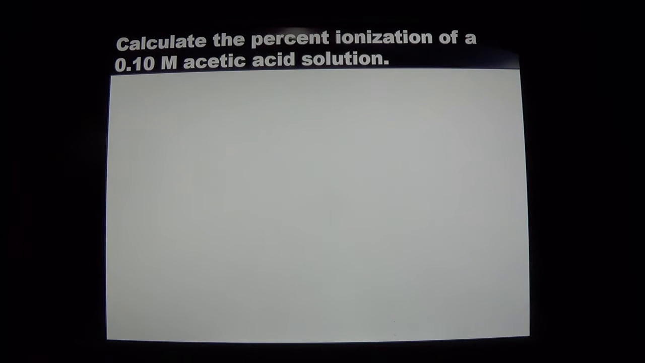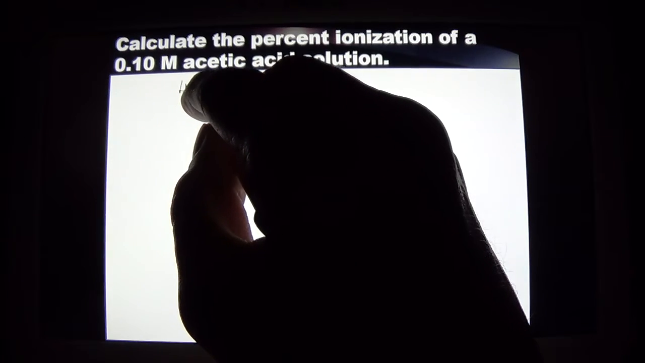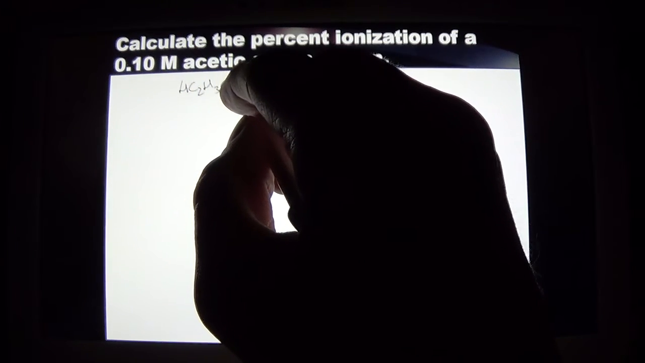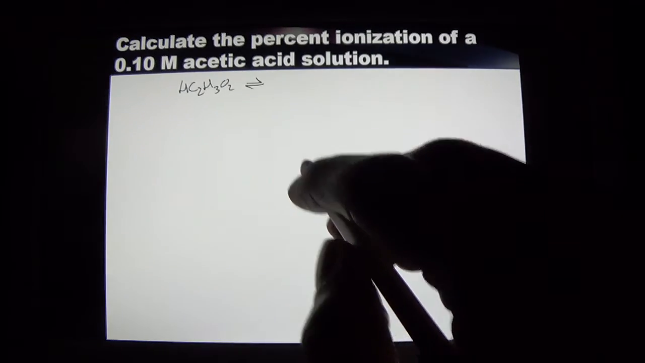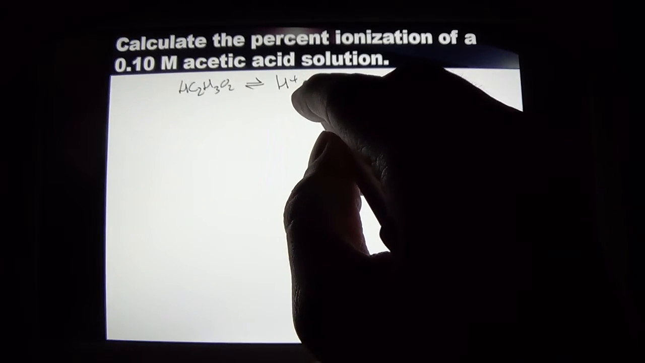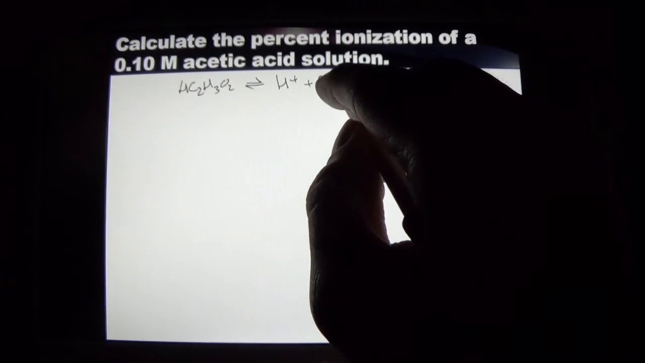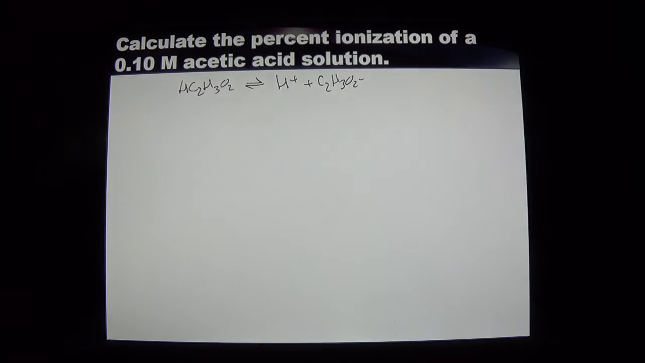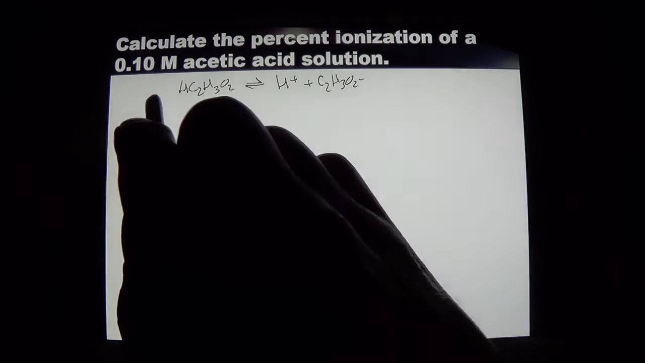Okay, let's try a different one. Calculate the percent ionization of a 0.1 molar acetic acid solution. Okay, well, for percent ionization, I probably want to focus with a balanced chemical equation. So here's acetic acid, and it's going to ionize. And for percent ionization, I'm going to need to know a final molarity, so I can subtract from my initial molarity, divide by my initial molarity, and then multiply by 100 to find a percentage. Fun stuff like that.